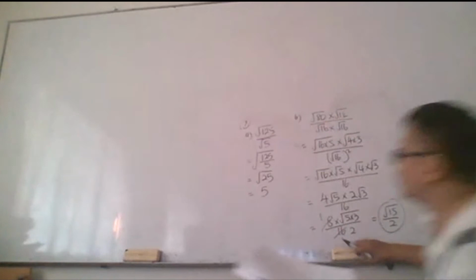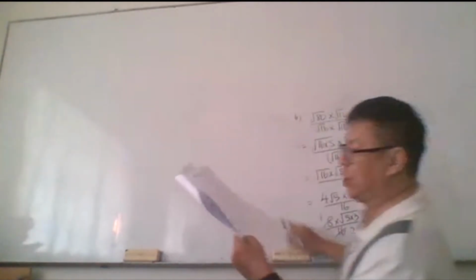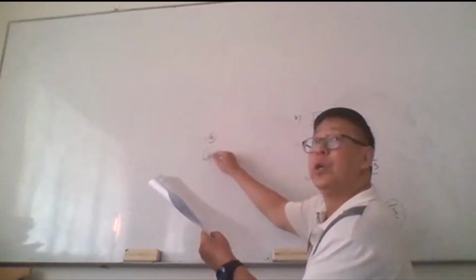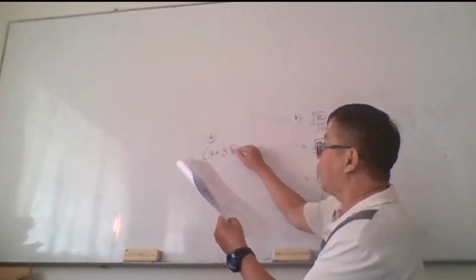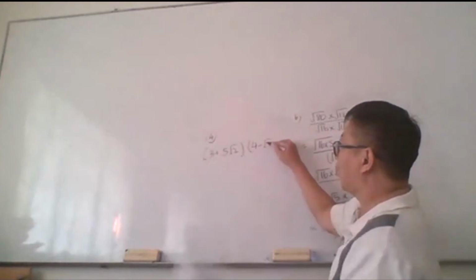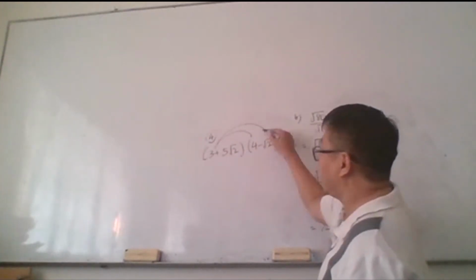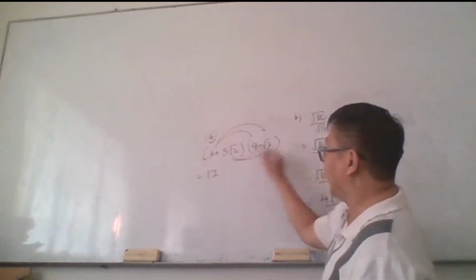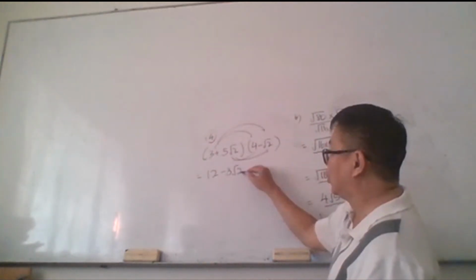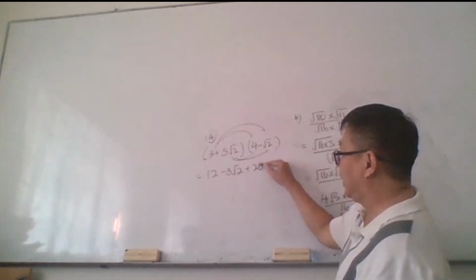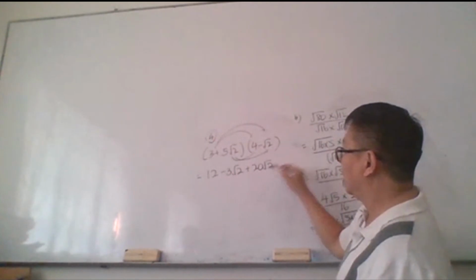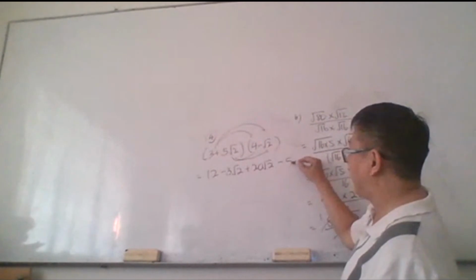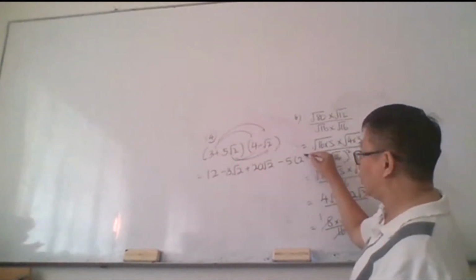Another one is multiplication of two expressions. This is example 4. 3 plus 5 square root 2 and 4 minus square root 2. We need to multiply this and that, so 3 times 4 becomes 12. And then minus 3 square root of 2, and times, you get 20 square root of 2. And finally, minus 5 times 1, 5 square root times.